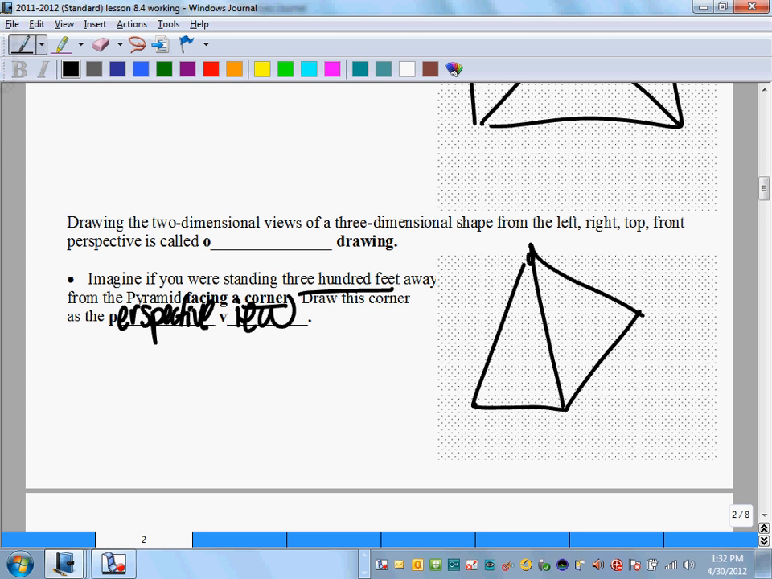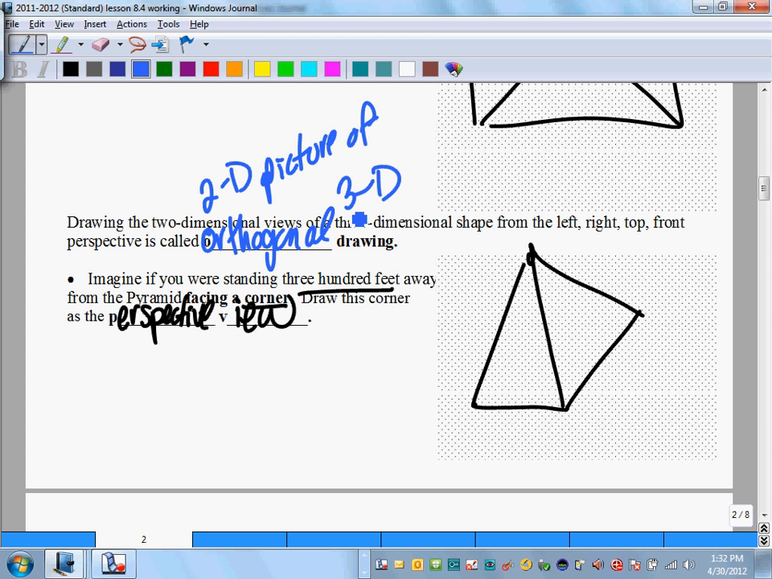You got it? The first one, orthogonal drawing. Yes, good call. Next time you see a blueprint, you can say, oh, there's an orthogonal drawing. You'll wow everybody around you. Orthogonal is a 2D picture of a 3D image. Orthogonal drawings are 2D pictures of a 3D image.